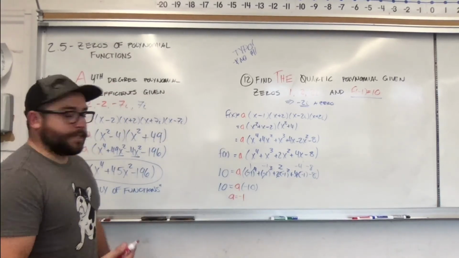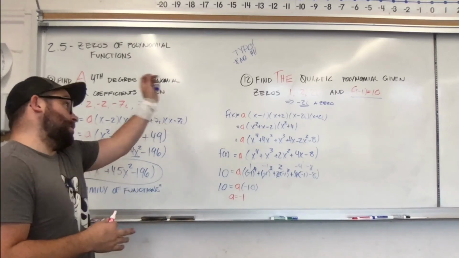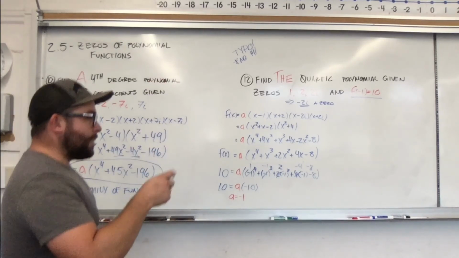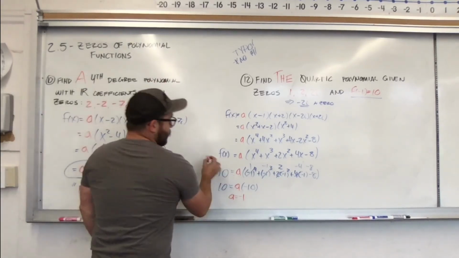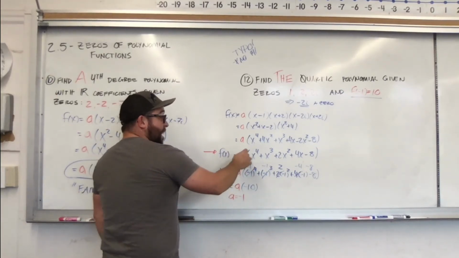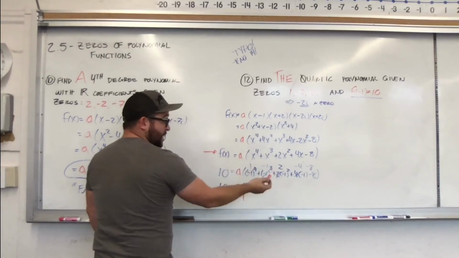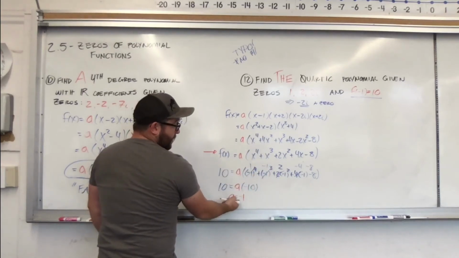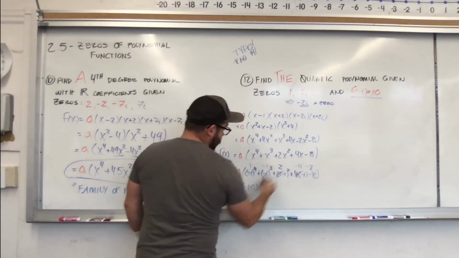Now I know it's so easy to stop right there. We found it, we're done, right? There's the quartic, we're good. But we need to rewrite it now from right here with knowing what a is. And in fact, I'm also going to distribute a at the same time, which really means we're just multiplying negative 1 times all of these.